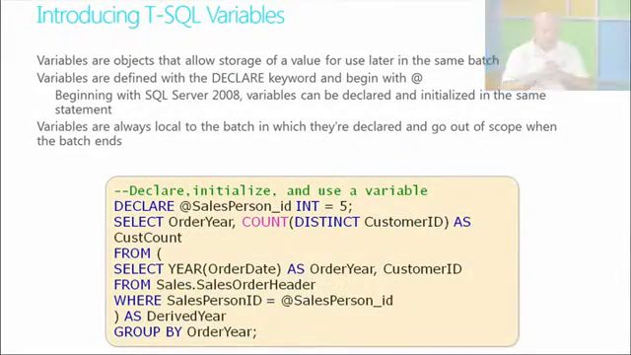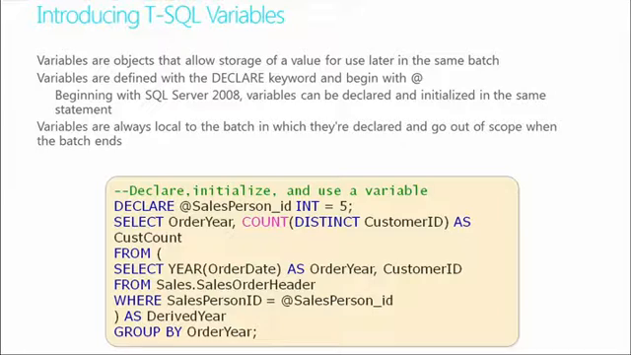Now, most often, we're going to want to reuse a batch. So what we're going to want to do is include variables. And this here is an example of creating a batch with a variable. We're going to declare a salesperson ID as an int. We're going to select order year, and do a count on the distinct customer IDs. Then from there, we're going to do a select statement. We're going to grab the year from order date, and specify that as order year. Grab the customer ID. We're going to grab both of these from the sales order header where there's a certain ID that equals the ID that we passed in.